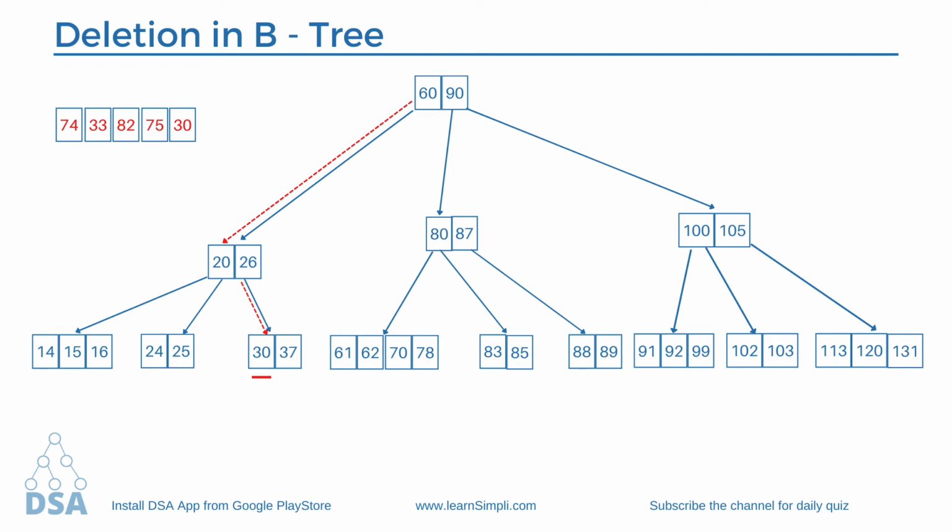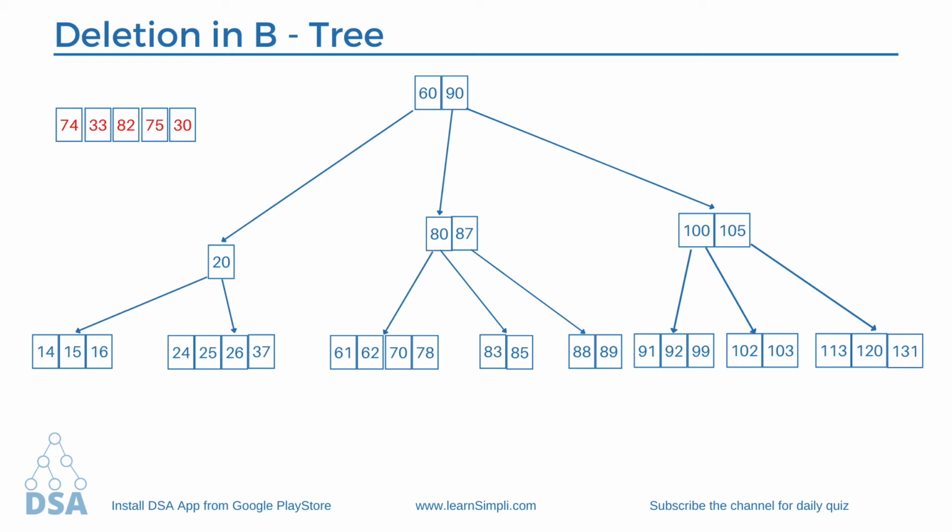Here the maximum key is 26. It will come down to the target key and merge with the sibling. Now the node will become 24, 25, 26, 30 and 37. Now we can delete the target key 30. After deleting the target key, the tree would look like this. But only 20 will remain in the parent node. Because the parent node is having only one key in the node, it will violate the property of B tree.